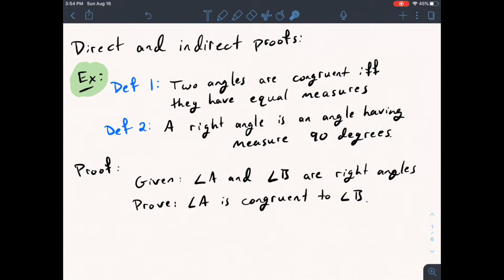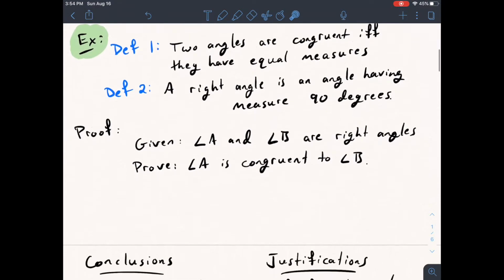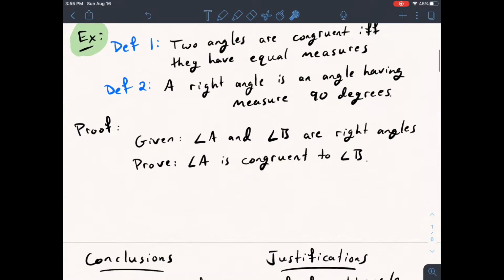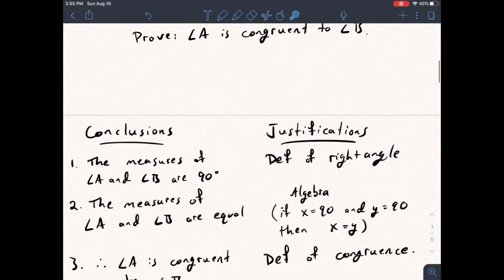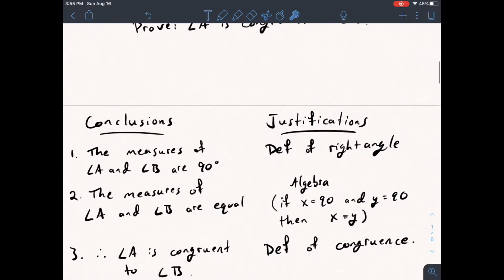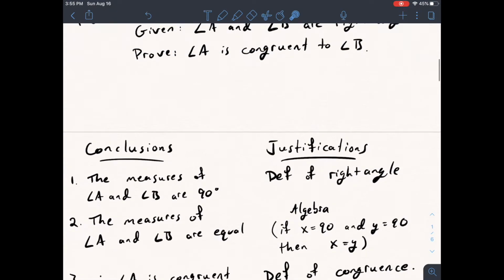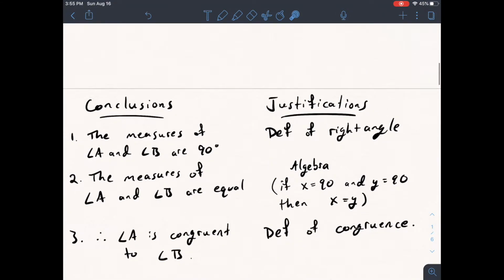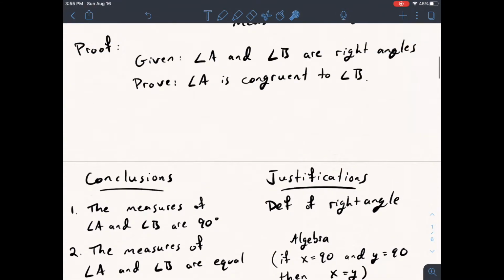And for this example of a direct proof, I want to look at a two-column proof of this. On the left column, we're going to have our conclusions, and on the right column, we're going to have our justifications. This is the proof. This is what the proof looks like. There are three conclusions and justifications for each of them.